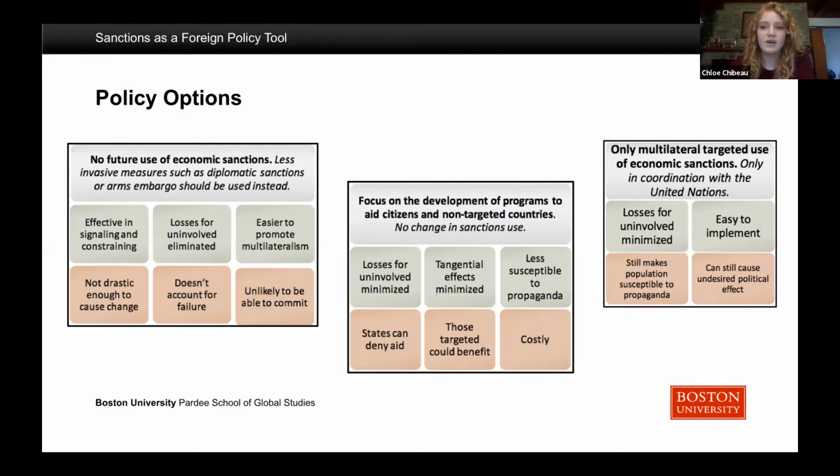The third policy option is to endorse only multilateral targeted use of economic sanctions with mandated coordination with the United Nations. This would also minimize losses for those uninvolved and would require less drastic change in political infrastructure. This option does still allow for counterproductive spread of propaganda and doesn't eliminate the possibility for undesired political effects.